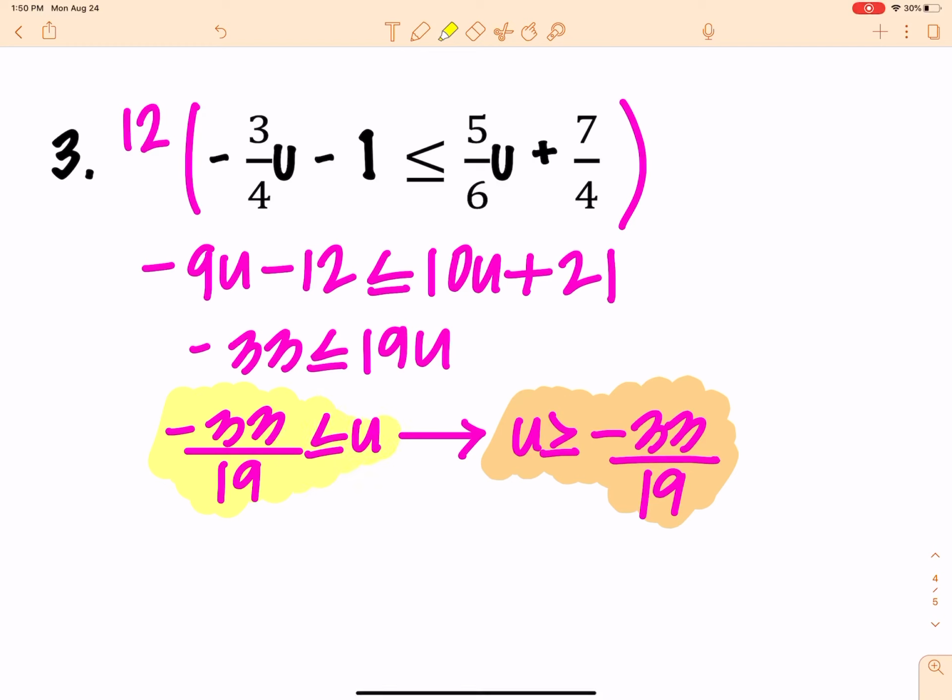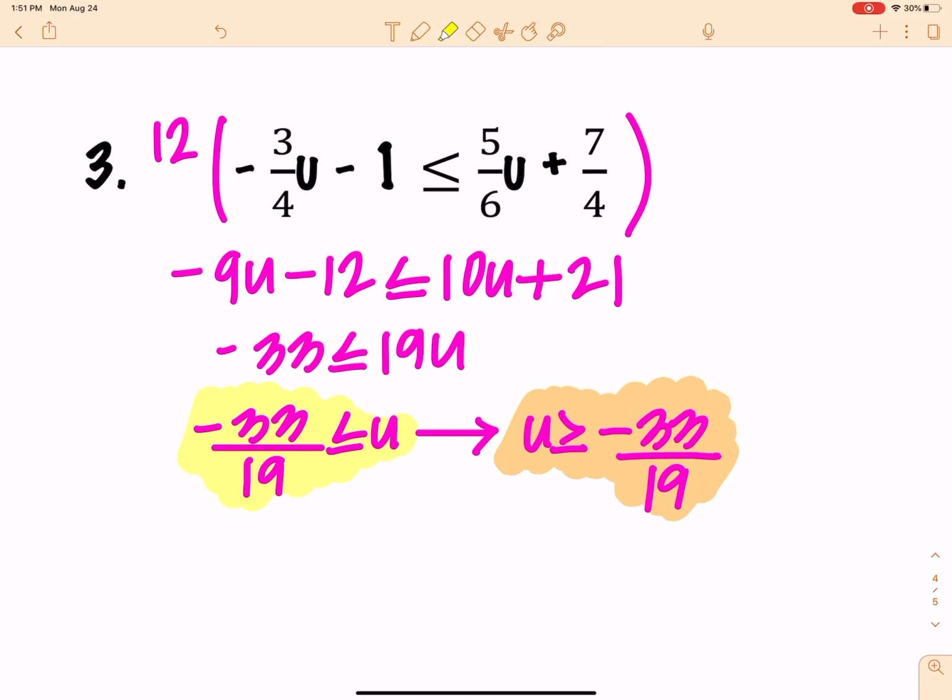Okay, and then be careful. You might have assumed that you're switching the sign, but you're dividing by positive 19, not a negative, so your sign stayed the same. Okay, so either one of those highlighted answers are fine. I probably prefer more the right-hand side, but either way is fine.